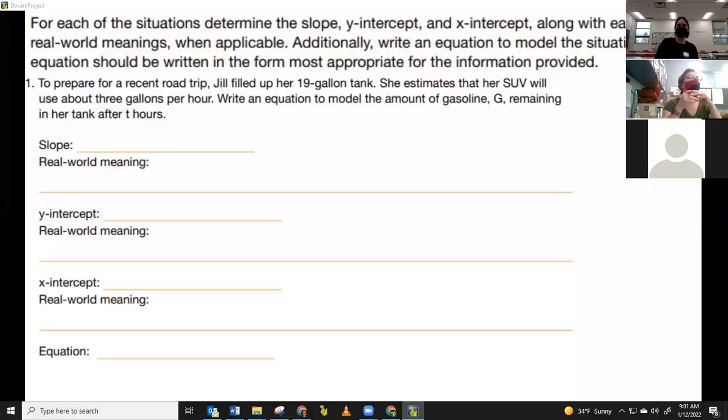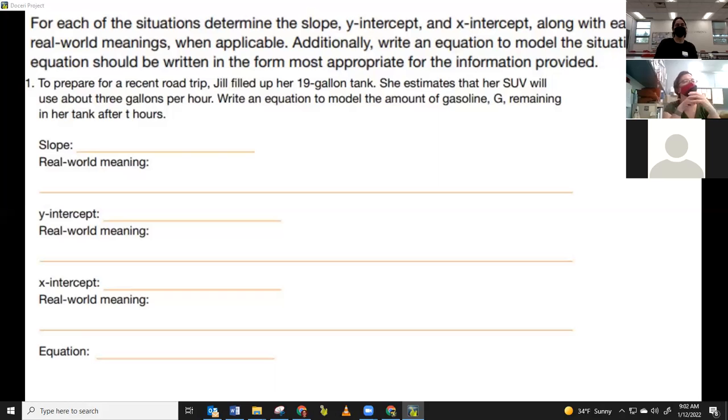All right. So there are 4 things that we want to find here as we're looking at each of these problems today. And each of these problems are going to give me a context. And from that context, we're going to either need to identify or find the slope, so the rate of change. What does it mean in real life? The y-intercept, what does it mean in real life? The x-intercept and what it means in real life, and then we're going to write an equation.